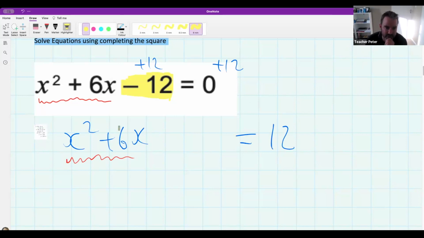So let's focus on the 6. What number do you think I'm going to add to this to complete the square? Before even worrying about taking it away, if you think about the process we've used so far, what number will I need to add to complete the square here?